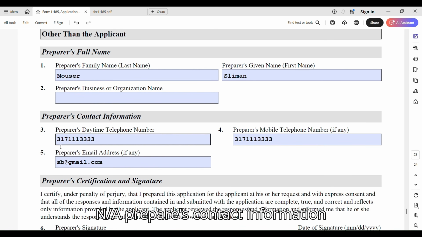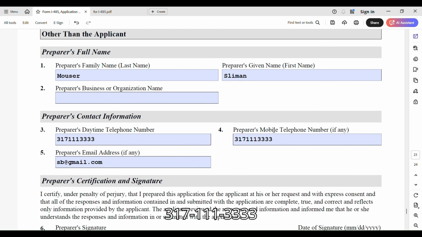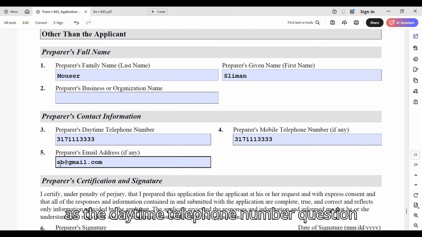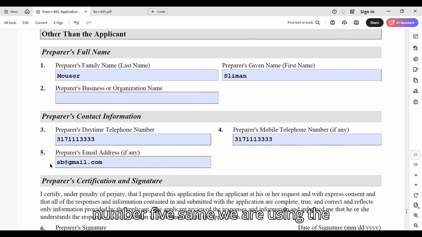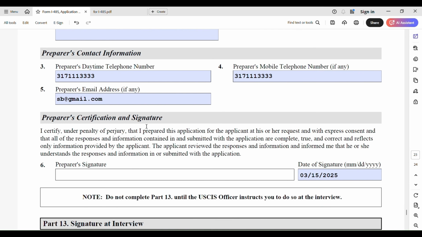Preparer's contact information. Question number 3, preparer's daytime telephone number is 317-111-3333. Question number 4, mobile number, same as the daytime telephone number. Question number 5, same, we are using the same Gmail address, which is sb@gmail.com.